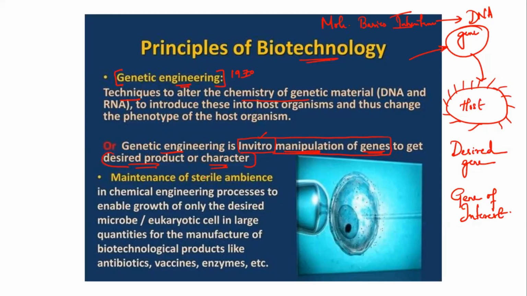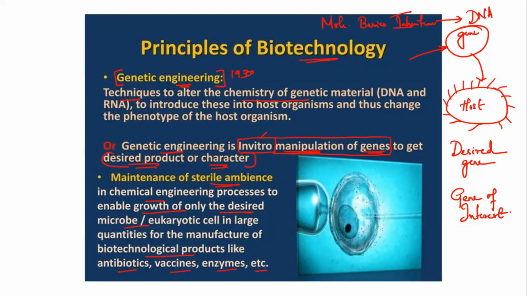So we have to maintain a sterile ambience for this process. So in chemical engineering process, to enable the growth of only the desired microbes, that is eukaryotic cells, in large quantities for the manufacture of biotechnological products like antibiotics, vaccines, enzymes, etc. Okay, so we have to maintain a sterile ambience because we are working with some organisms.